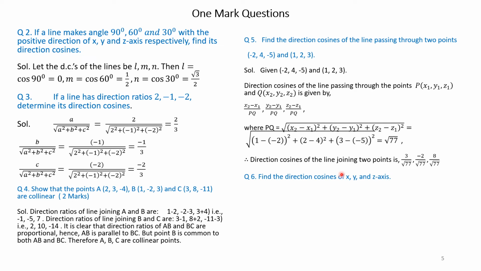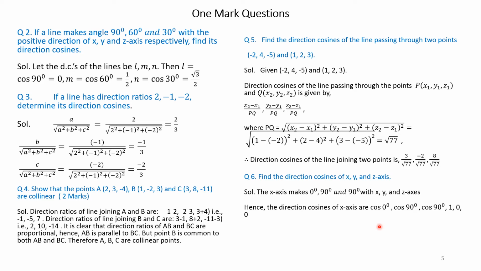The x-axis makes 0 degrees with the x-axis, whereas it is perpendicular to the y-axis. Therefore the angle is 90 degrees. Similarly, the x-axis makes 90 degrees with the z-axis. Therefore, the direction cosines of x are cos 0, cos 90 and cos 90. Cos 0 is 1, cos 90 is 0 and cos 90 is 0. Therefore, its direction cosines are 1, 0, 0.